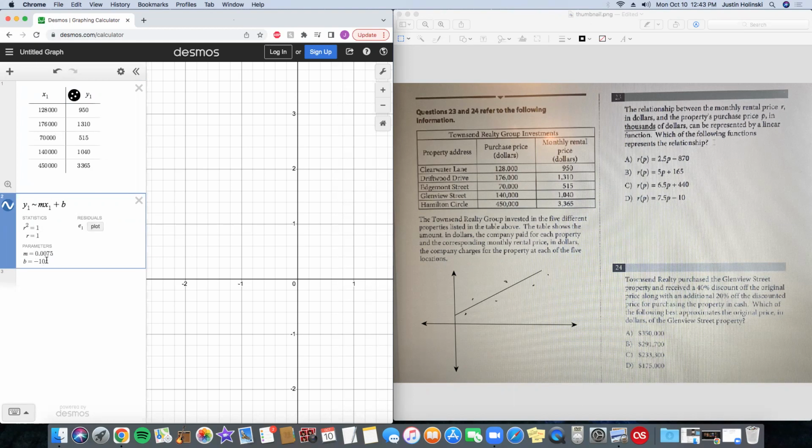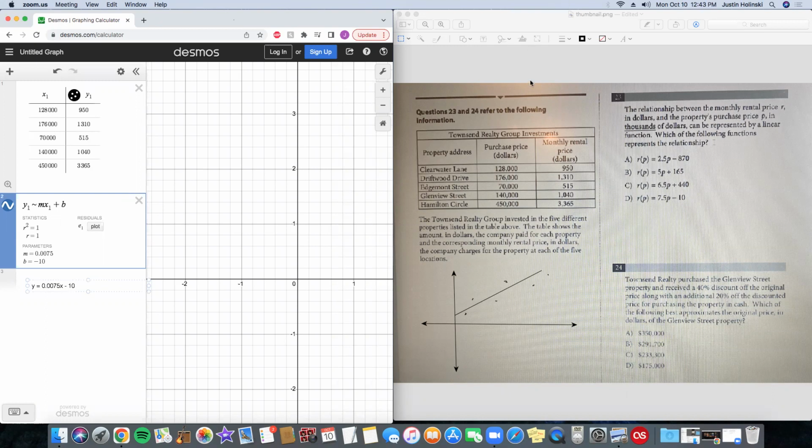We have what I was talking about earlier. We have our slope, m, our rate of change, and we have our b, our y-intercept, which is exactly what we want to have. So that means in this case, our equation would be y equals mx plus b. So that would be 0.0075 times x plus our value of b, which is -10. So that turns into -10.